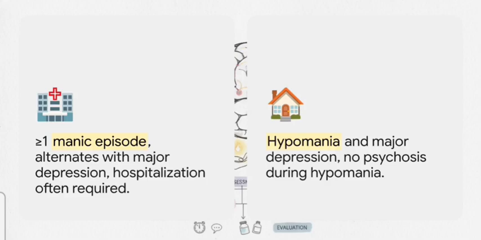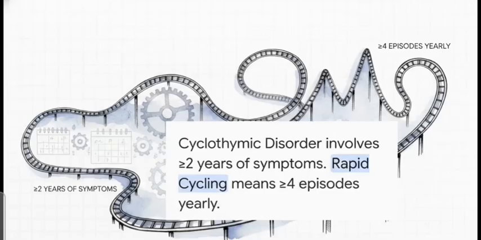Bipolar II, on the other hand, is characterized by hypomania and major depressive episodes. The absolute defining line you need to remember: there is zero psychosis during hypomania in bipolar II. That is a massive, game-changing distinction for your clinical practice. Now, outside of the primary two types, you've got to recognize these other classifications.